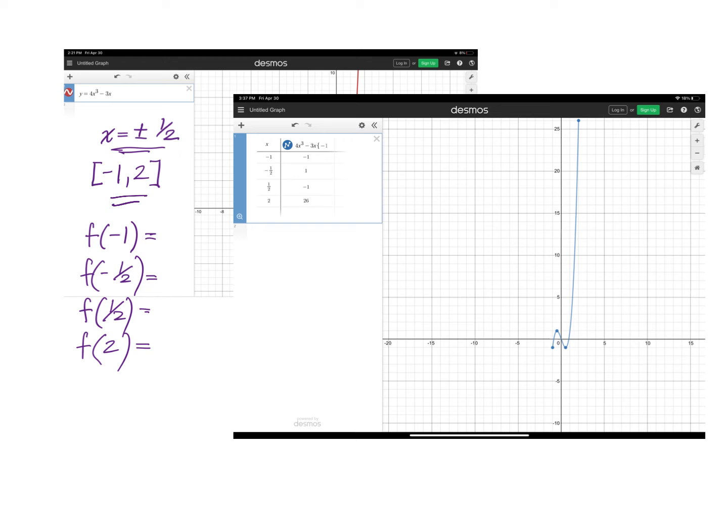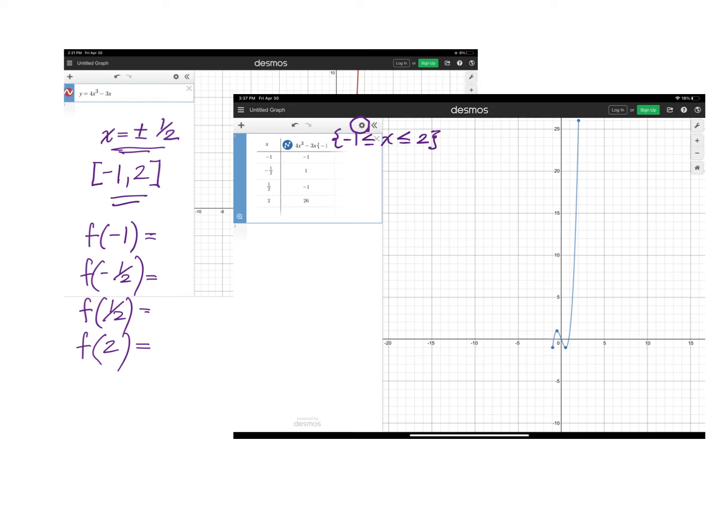You can do that by simply adding a bracket and then putting negative 1 less than or equal to x less than or equal to 2. And that limits your graph over that interval. Then I clicked on this button up here, the wheel, and it gave me a table. And I put in my critical points and my endpoints.